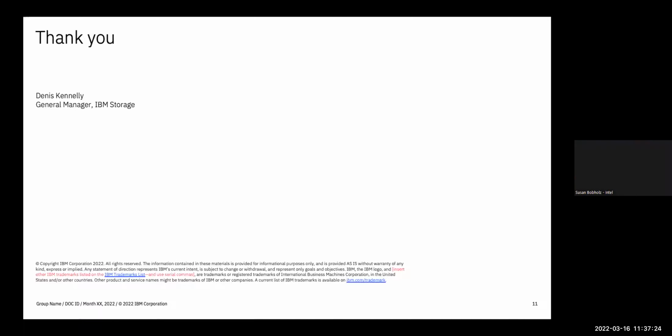Okay. Thank you. Next question. Would you imagine opening up storage systems for users to program their own specific functions, such as shipping functions to the storage to accelerate processing?